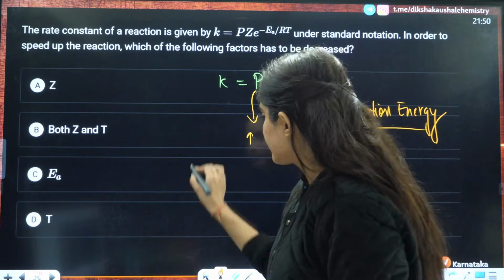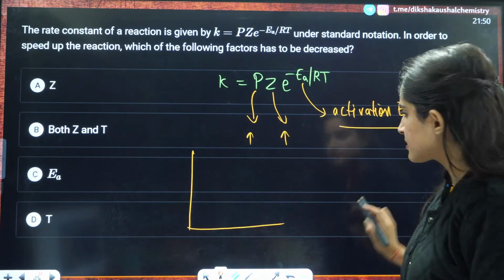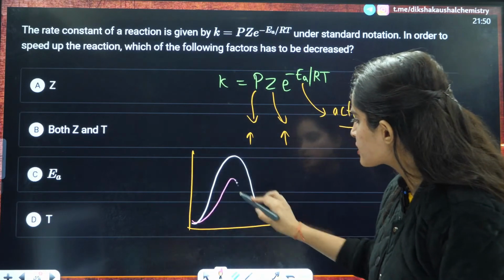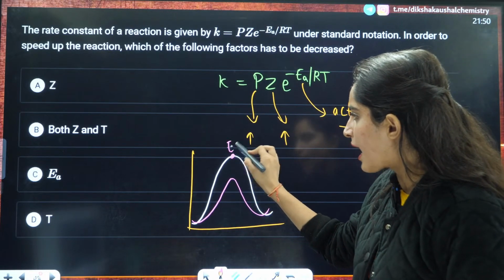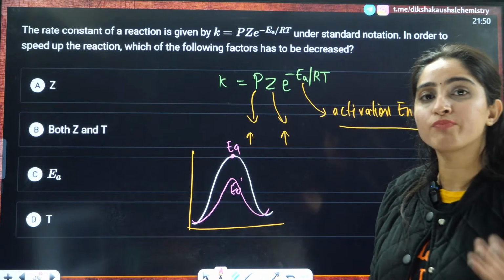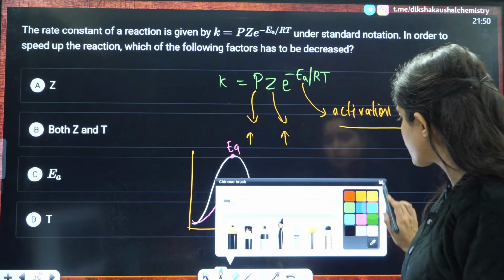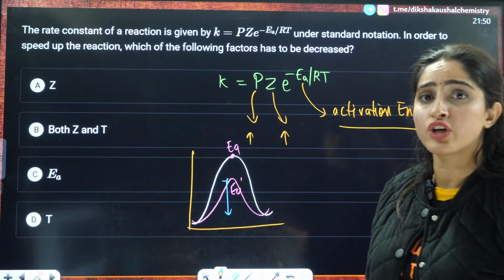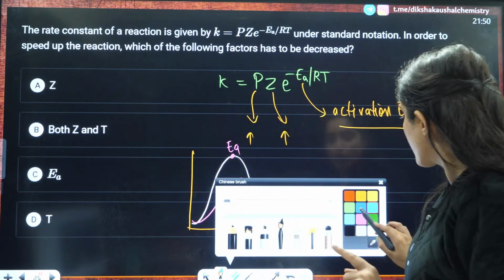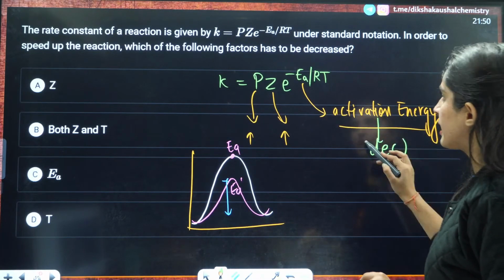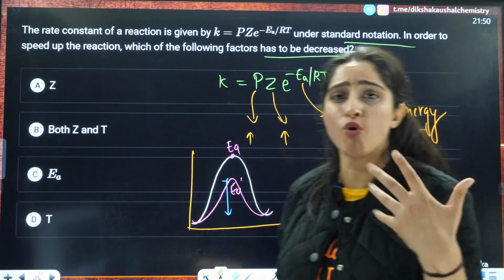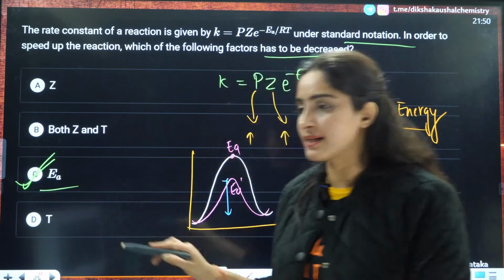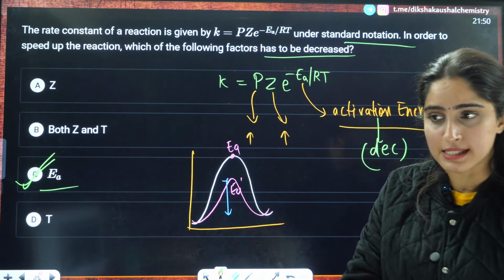Activation energy, right? This is the graph of activation energy. This is without any catalyst and this is with a positive catalyst. So this is your activation energy, and when you have a positive catalyst, the activation energy will decrease so that less energy is required for the reactant to jump up to the activation energy, to cross that barrier. That is why we need to decrease the activation energy if we want to increase the rate of reaction. So EA should be decreased, right?